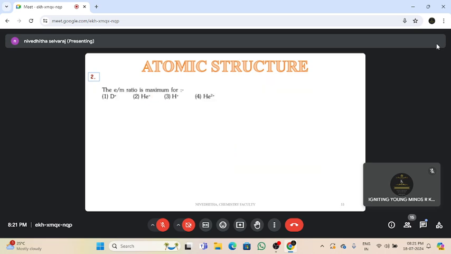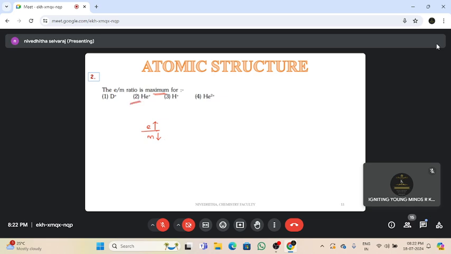Okay, here is the next question. The e by m ratio is maximum for which of the following species? Here e represents charge and m represents mass. So we have to find the charge by mass ratio of all the species, and we have to check which has the maximum value. So basically, what is the logic? To have a maximum value, charge should be maximum or more, and the mass of the species should be less, right?